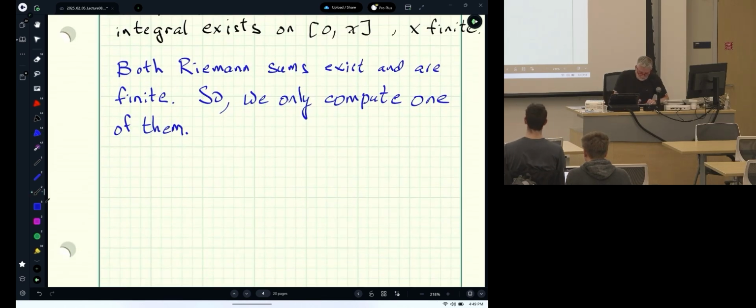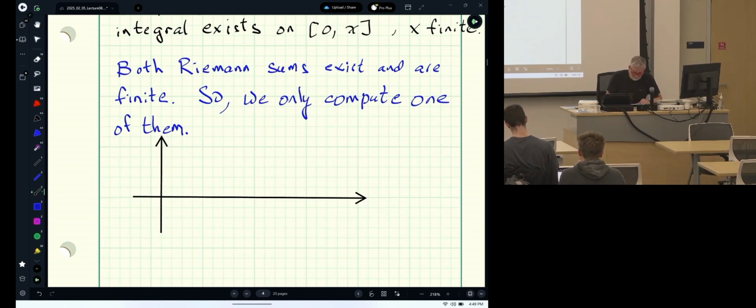Okay, so let's just get everything defined. I'm going to take a equals 0, b equals x. This is going to be the y-axis, and this is going to be f of y, and the exponential does something like that.